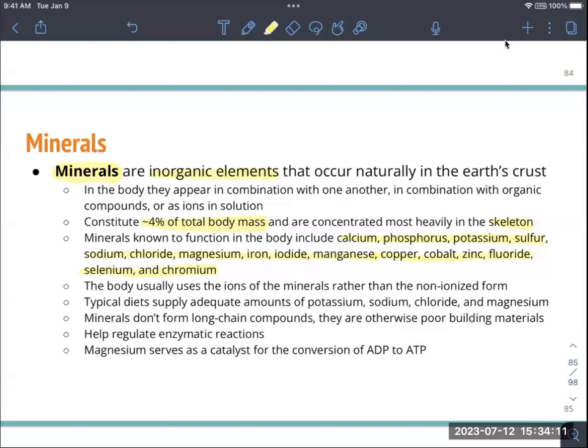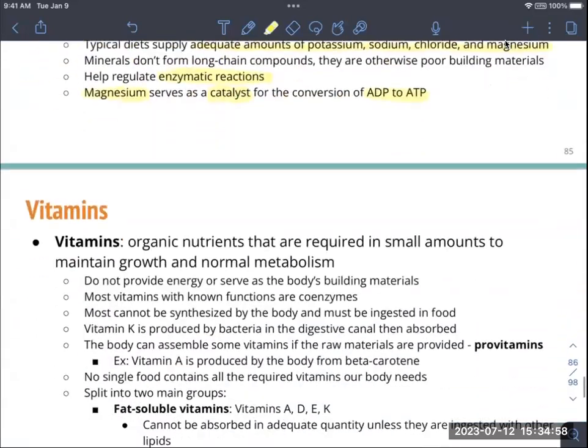Your body uses these different ions rather than non-ionized forms, so they use these more in ionized forms. Your diet should have an adequate amount of potassium, sodium, chloride, and magnesium. Minerals don't form long chain compounds, so they're not really good building materials, but they help with enzymatic reactions. Like magnesium, it's a catalyst for ADP to ATP, so it is used to help form and speed up these ADP to ATP reactions. Vitamins.